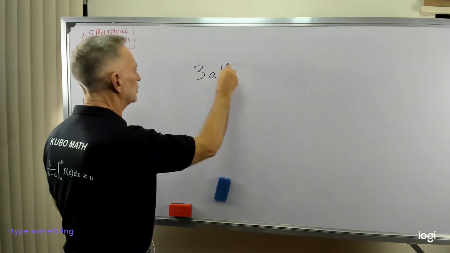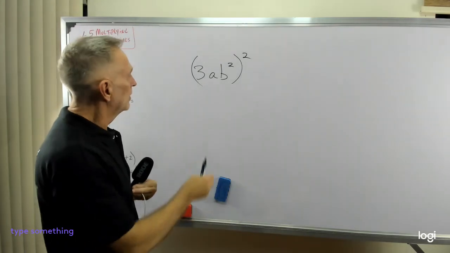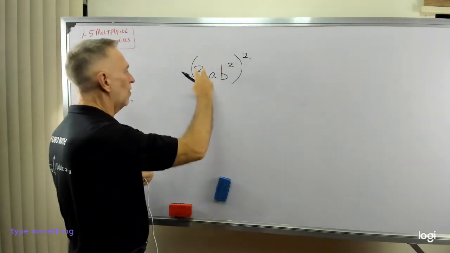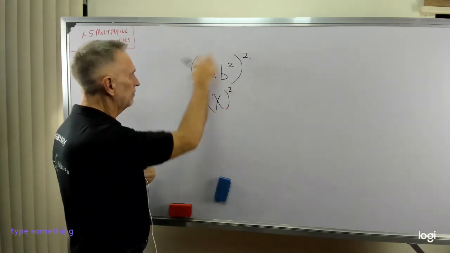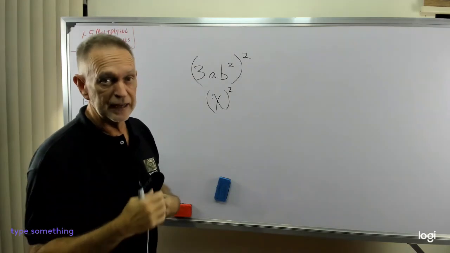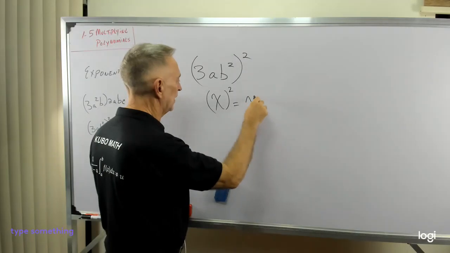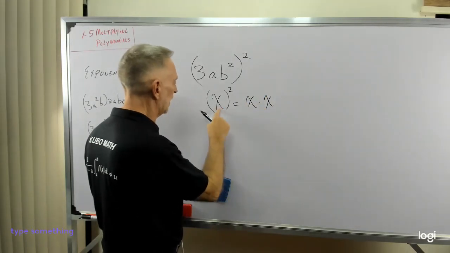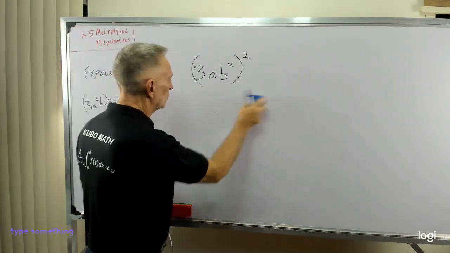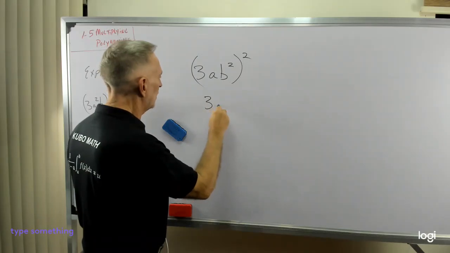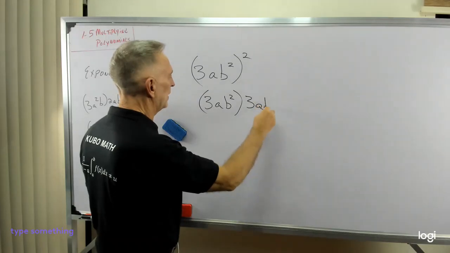Okay, let's take 3ab to the second power, squared. Now, if we just imagine this is all x, and we have x to the second power, everything inside my parentheses, I can imagine it's x. Well, what did we say earlier? That means it's just x times x. X times itself 2 times. So that said, I have 3ab to the second power times 3ab to the second power.